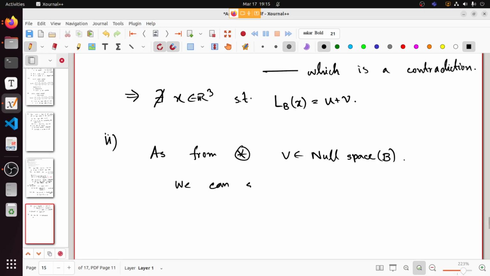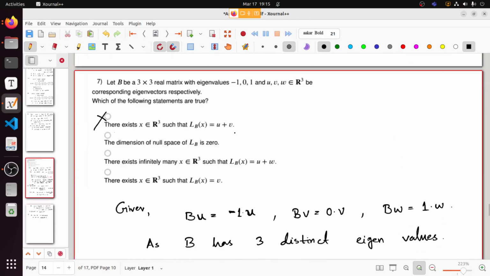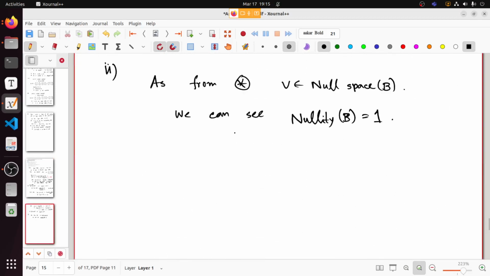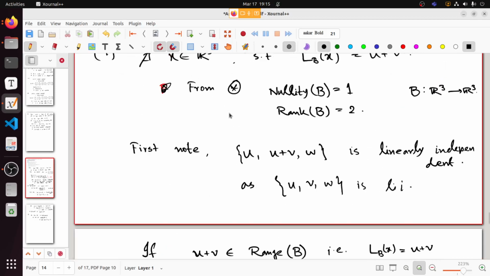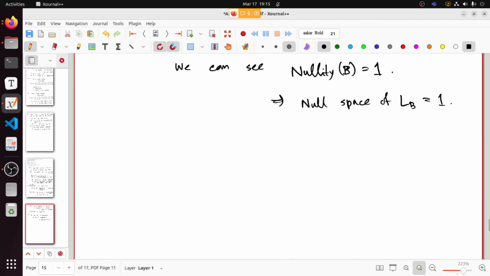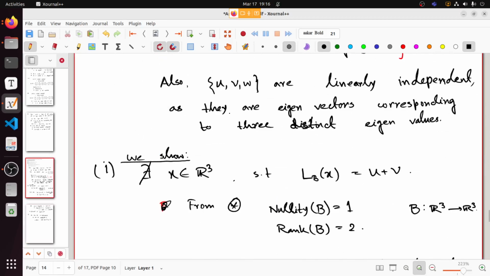We can see the nullity of B is actually 1. So the nullity of B is not 0. So the null space of LB has dimension 1, so option number 2 is false. The dimension of the null space is not 0, so this is false. Sorry, here you have to write dimension. So option number 2 is again false.